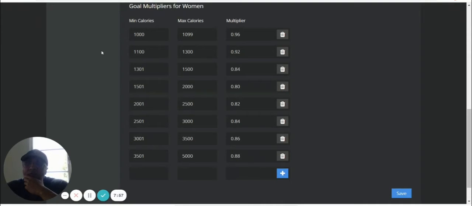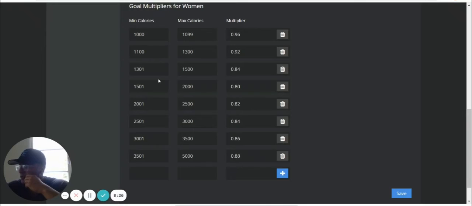By the way, if the goal is fat loss, see these are the multipliers here. If the goal is fat loss or weight loss, this number will always be under 1. And if the goal is weight gain or muscle gain, this number will have to be over 1, because we got to go over maintenance level. And if we're trying to lose weight, we're going to be under the maintenance level. And we use a range just to be a little bit more flexible.